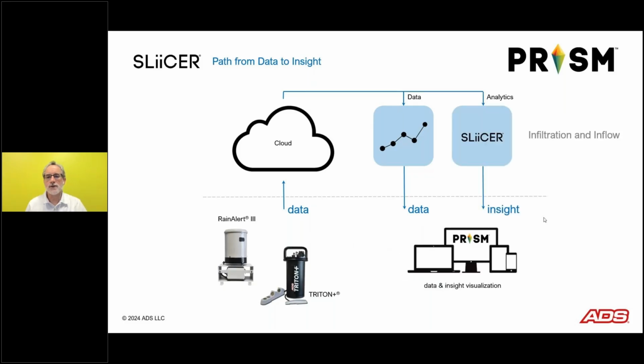So having just data is only part of the path forward when we're trying to understand how our collection systems are performing. We also need some insight into what that data means. And from an infiltration and inflow standpoint, SLiiCER is the piece that does that for us.